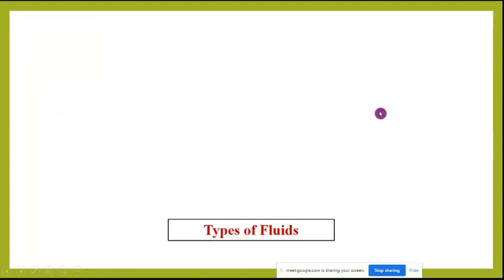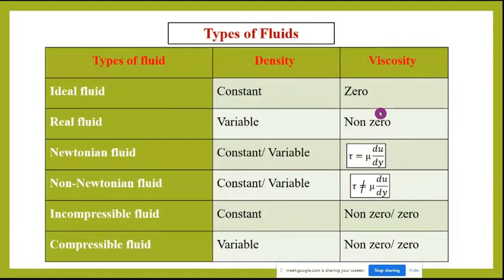Okay, the next basic topic is types of fluids. We will have a comparison between density and viscosity. For an ideal fluid, the density will be constant and the viscosity will be 0. Ideal fluid means the fluid will not be in motion. It is ideal, it is not flowing. So for that kind of fluid, the density will be constant and the viscosity will be 0.